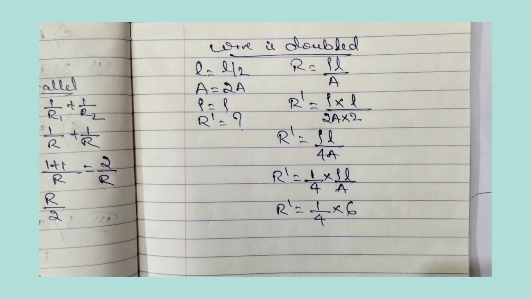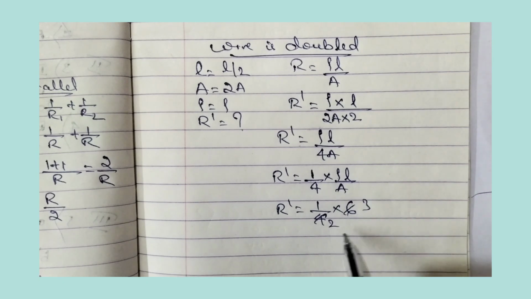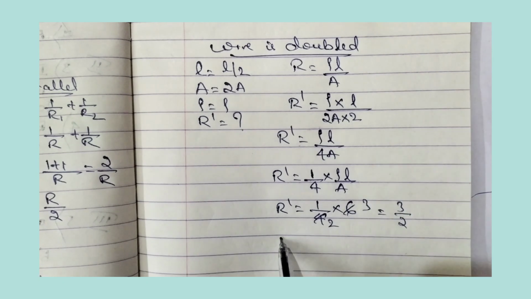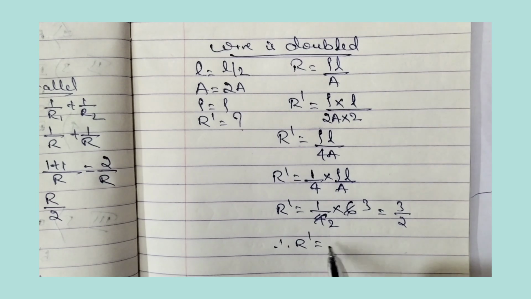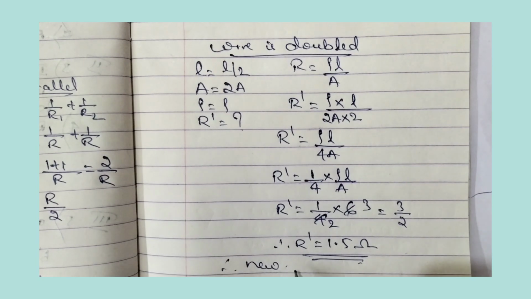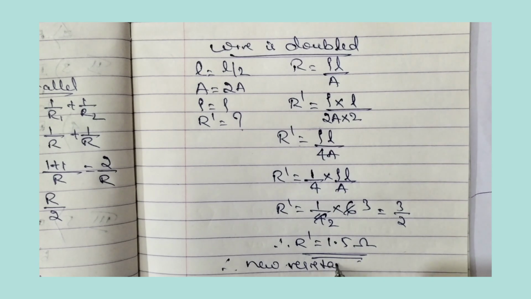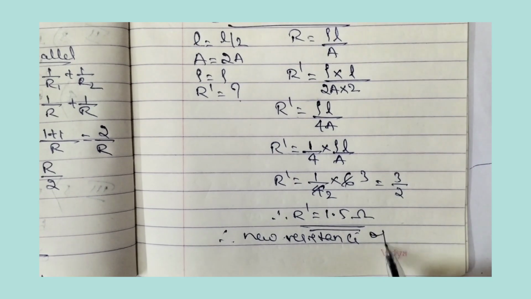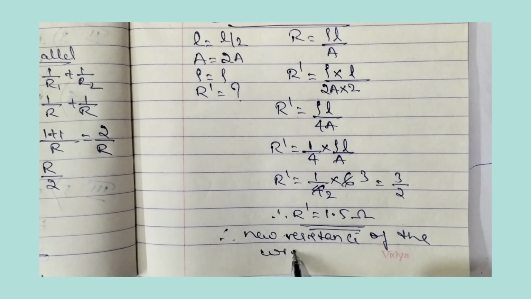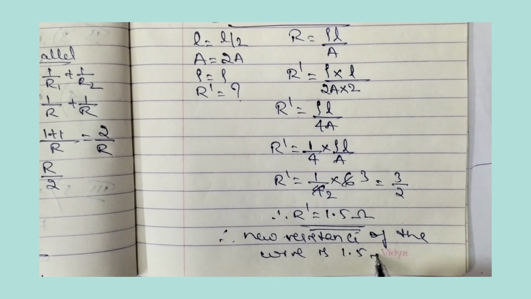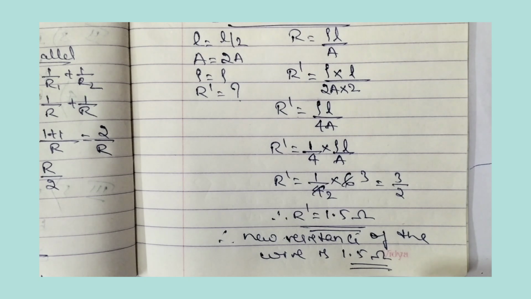It is 6. So 2 twos are 2 threes, which is equal to 3 by 2. Therefore R dash, the new resistance, is equal to 3 by 2, which is 1.5. Therefore R dash is equal to 1.5 ohm. So the new resistance of the wire is 1.5 ohm. So like this we have to calculate the new resistance of the wire.